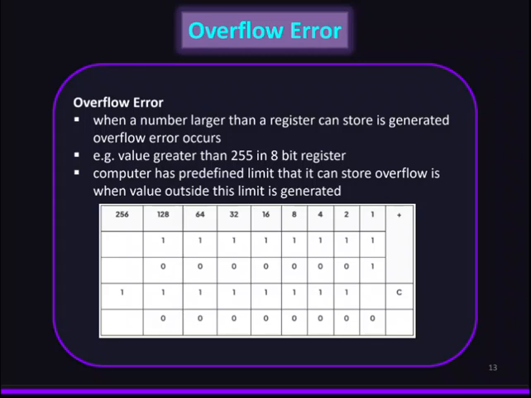That's why I have mentioned them over here. There are 3 points here, but we must know these 2 points. What do these 2 points say? Overflow is generated when a number is larger than a register can store. The register, what are we actually doing in a register?